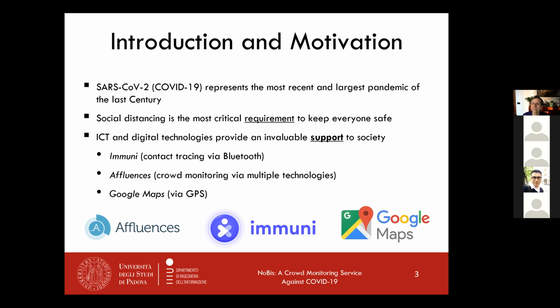So among a number of technologies and applications that have been developed for supporting against COVID-19, we can, for example, name a few of them, like the Immuni application, that is a very famous Italian application for contact tracing via Bluetooth. Then we can also name Affluences, that is a crowd monitoring system, especially for libraries, based in France, and using multiple technologies for monitoring the crowdness level in specific places. And then we can also cite Google Maps, that is able to provide an estimate of the number of people in a place using the GPS data.